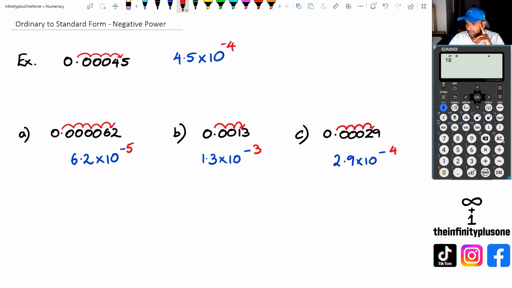Let's just go 10 to the power of negative 5. That's going to be the same thing as saying 1 over 100,000. So as you can see, that number is going to be really, really tiny. But if you look at 1 times 10 to the power of 5, that's a positive power, so that's going to be quite large. It's just something to keep in mind. When you're going from large numbers, you should be getting positive powers. And if you're doing really, really tiny numbers, you should get negative powers. So that's just a quick summary for ordinary to standard form, particularly for negative powers.